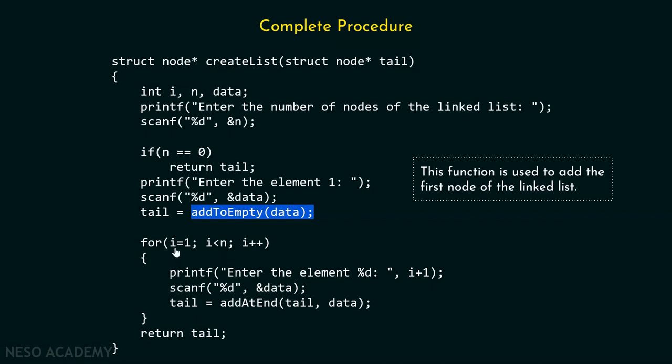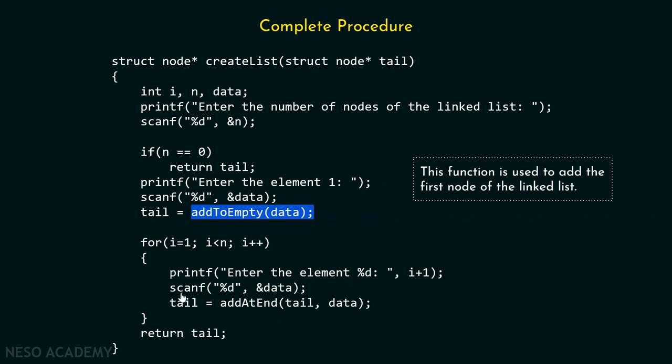For this purpose this i must be initialized to 1 and i must be less than n in this case, because I want to run this loop until i becomes n. After this, if this is satisfied, then we will get inside this loop. Here you can see I'm calling this printf function to print this message, enter the element %d and colon. Now this %d will get replaced by i plus 1 at runtime. Here you can see currently if i is equal to 1, then this will get replaced by 2. That means I'm asking the user to enter the element 2. Now you can understand what is going on, right?